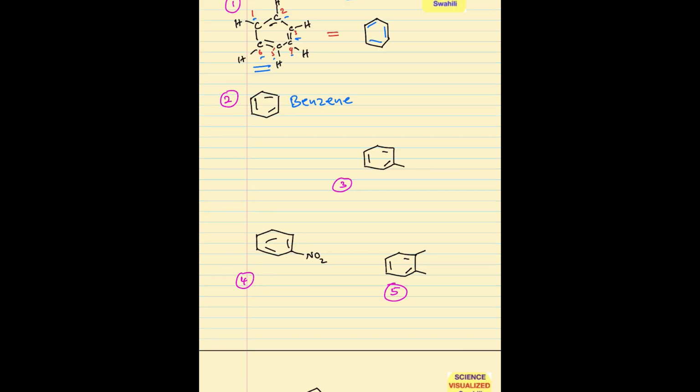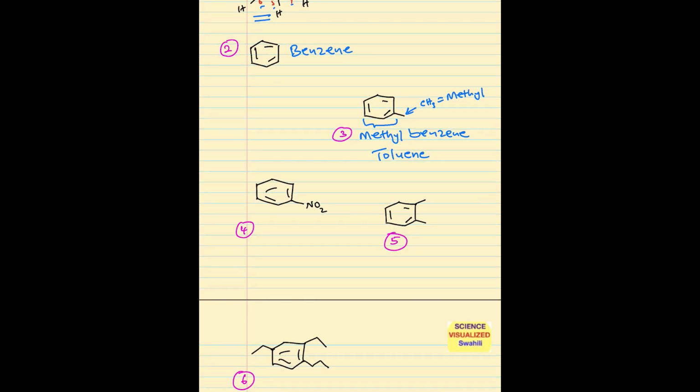Next, we see an example where you have a benzene ring, like what we saw before, but now you have a side group. This side group is a CH3, so that's a methyl group. Then the name for this structure becomes methylbenzene. It's also called toluene. The next one, now you have an NO3 side group, and that's called a nitro group. So the structure is now nitrobenzene.